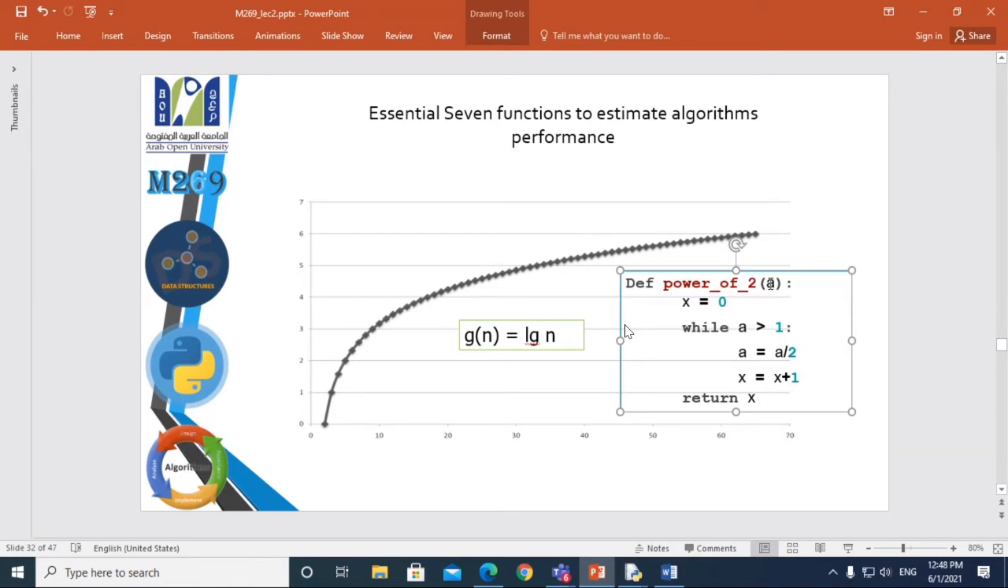Now, let's see. A is 10. How many times will the loop be repeated if A is 10? 9. Okay. Anyone else? 3. Anyone else?